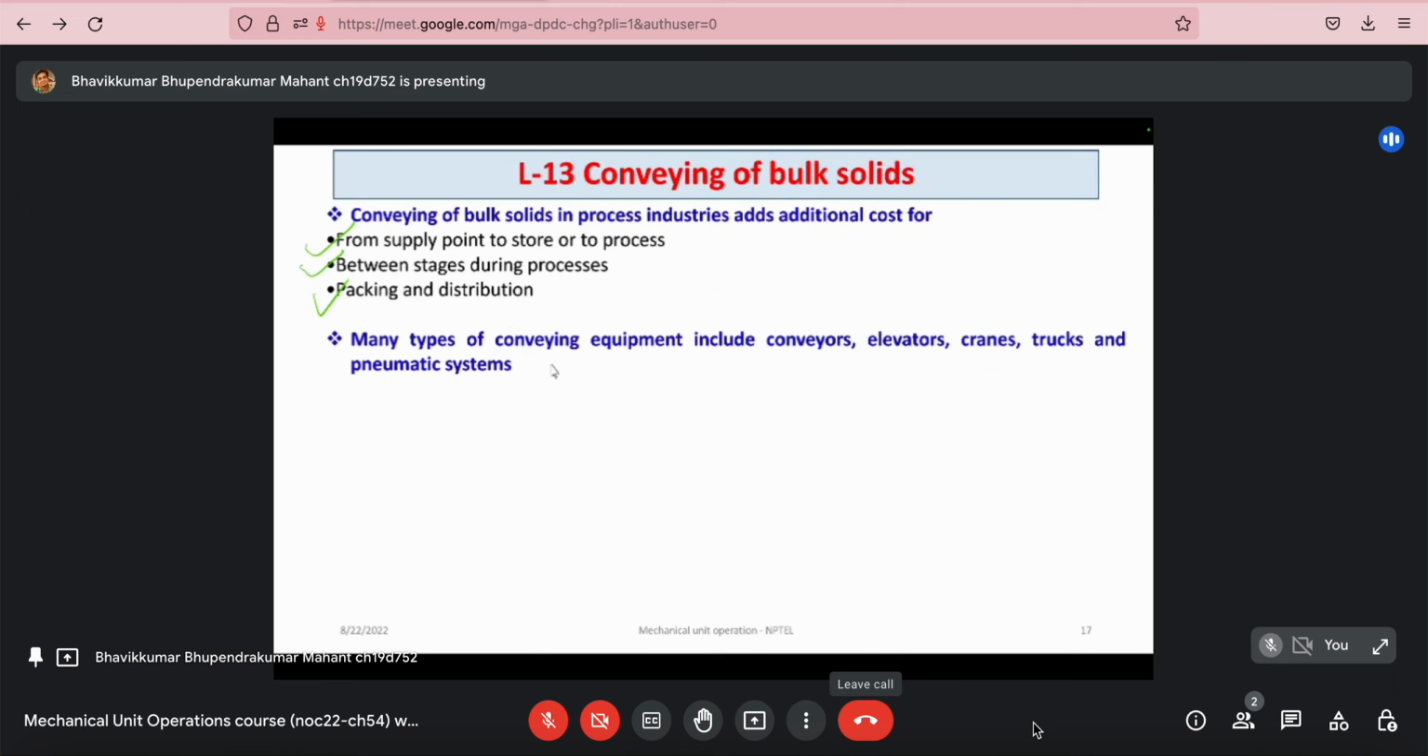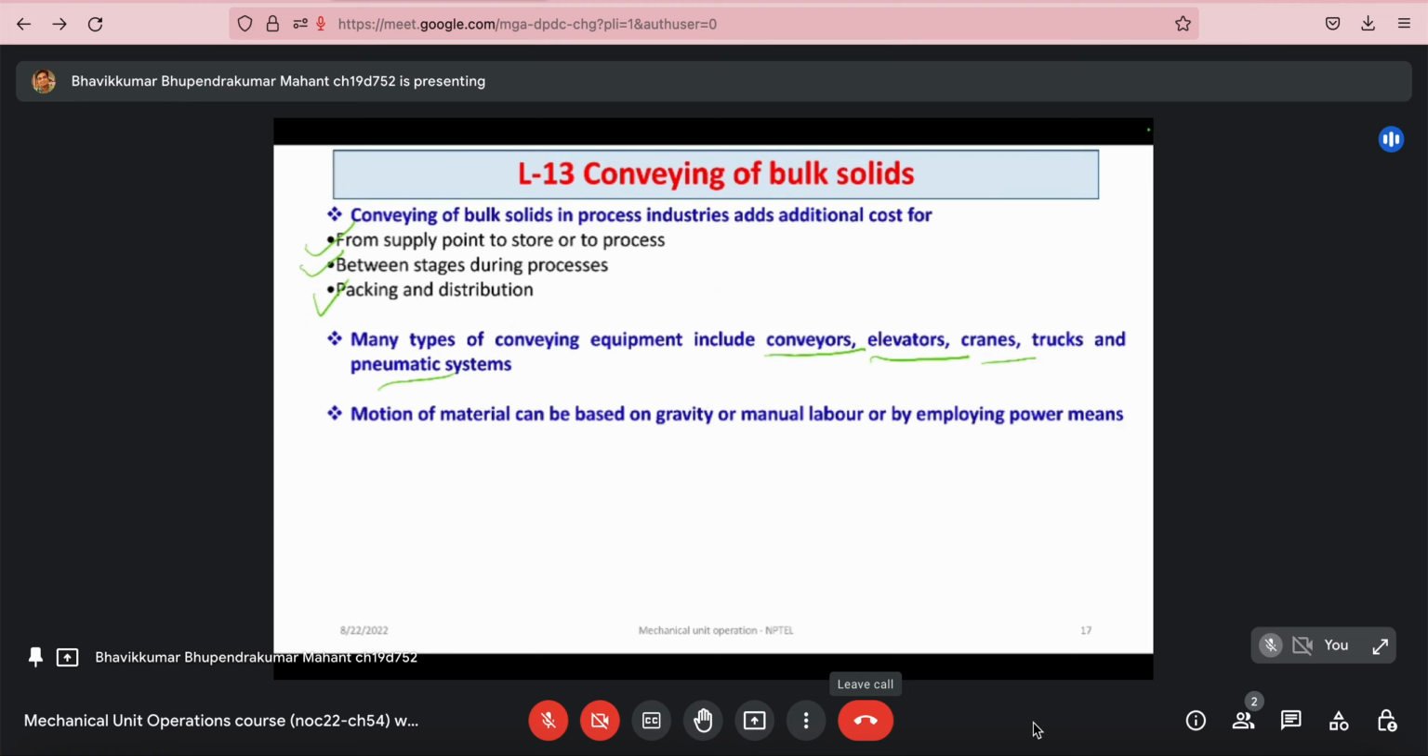So many types of conveying equipment include conveyors. We all know many belt conveyors, chain conveyors, screw conveyors, elevators, bucket elevators, cranes, trucks, pneumatic systems. Many kinds of equipment we are using to transport solids from one place to another. Most of the material can be moved based on gravity or manual labor, or by employing power means.